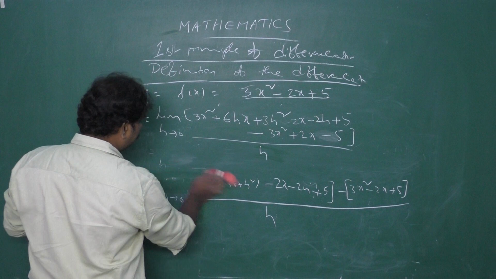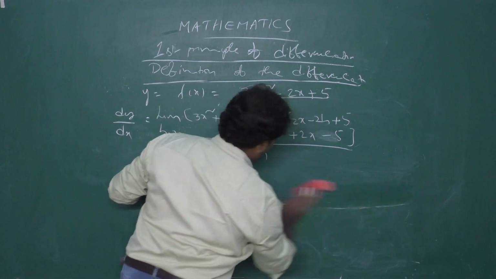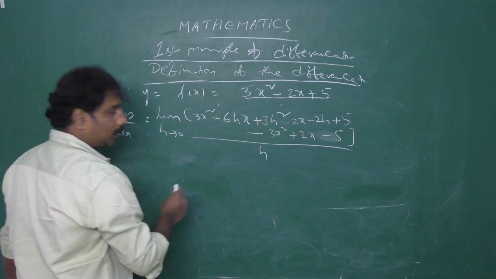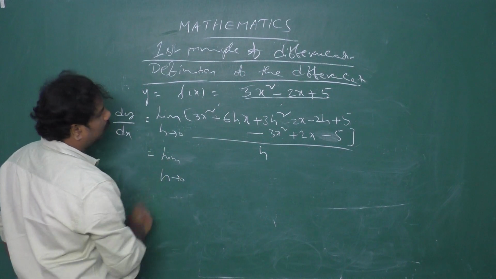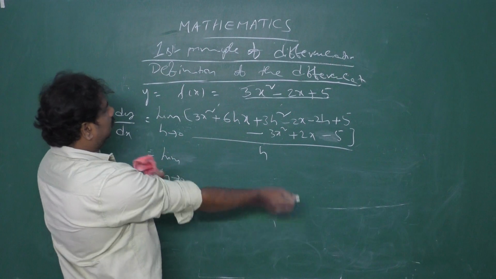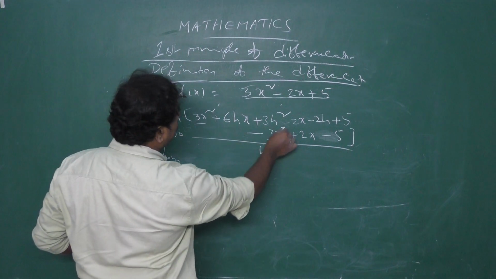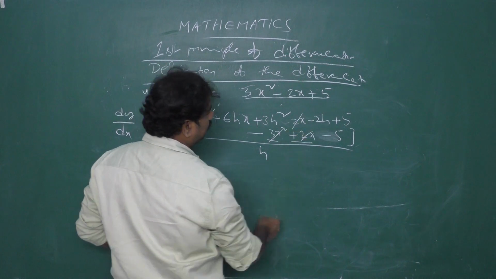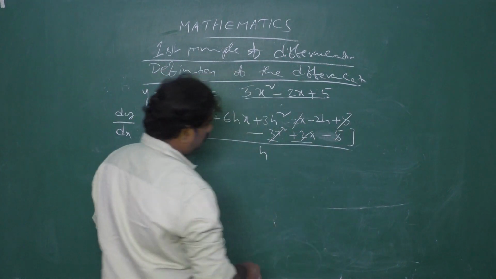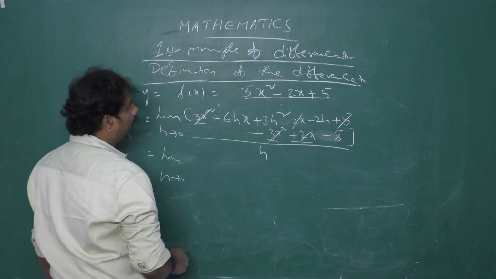Listen. Is there any doubt? Is there any confusion? Don't get confused. Listen. So limit h tends to 0. Just simplification. See, this is plus 3x square and this is minus 3x square, gets cancelled. This is plus 2x and this is minus 2x, gets cancelled. And plus 5 minus 5 gets cancelled.